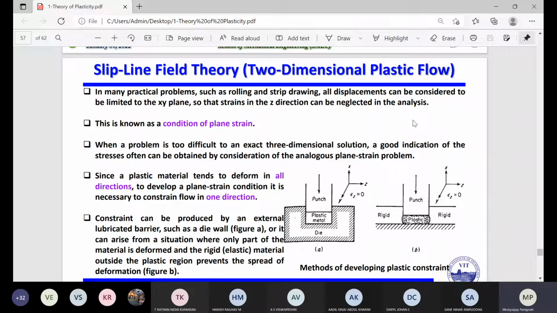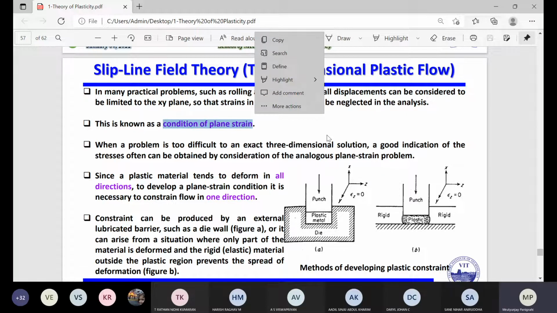As I told you some time ago, if you have plastic deformation, the deformation is happening in all three directions, x, y, and z. But to make it simpler, we have to avoid one, or assume that one part will be zero. For example, if you are using an xy plane, we calculate the x direction and y direction, and the z direction we neglect, considering it as zero. This is known as the condition of plane strain. That means we are considering only the xy plane.